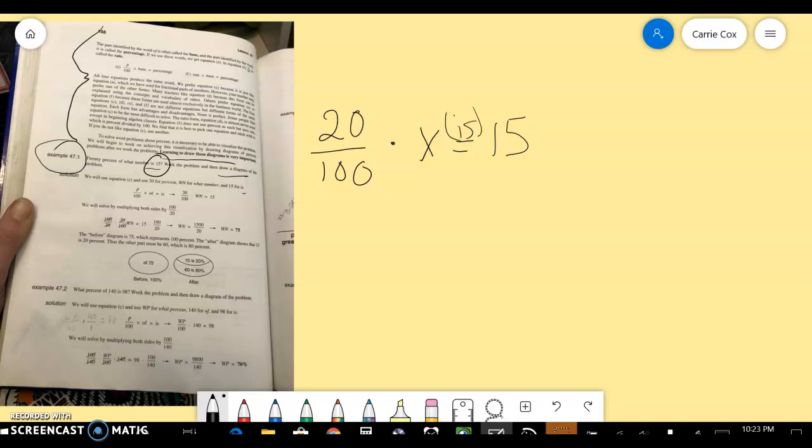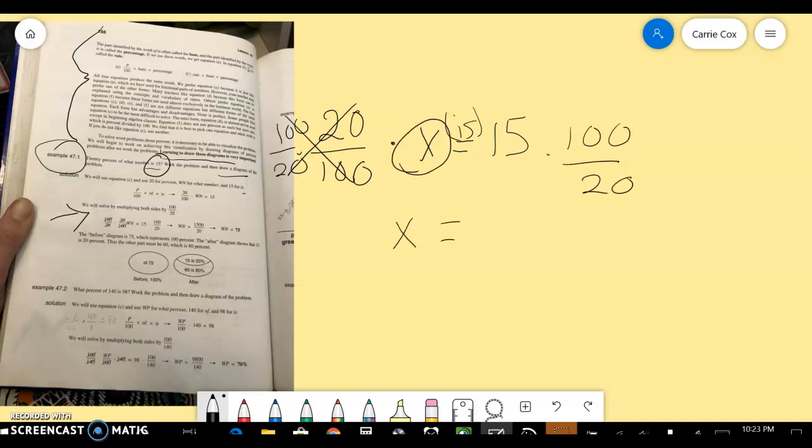We will solve by multiplying both sides by the reciprocal of this, which is 100 over 20. This cancels out. What you do to one side, you must do to the other. And now we've isolated X. X equals 15 times 100 over 20, and if we do the math, we can find that X equals 75.